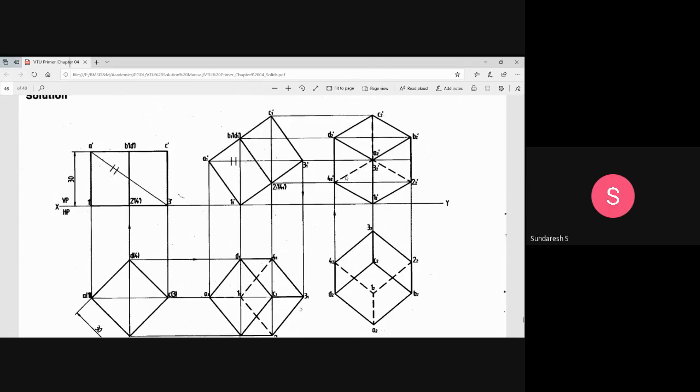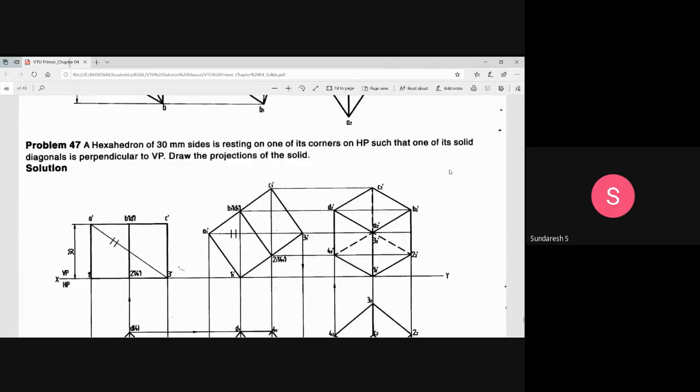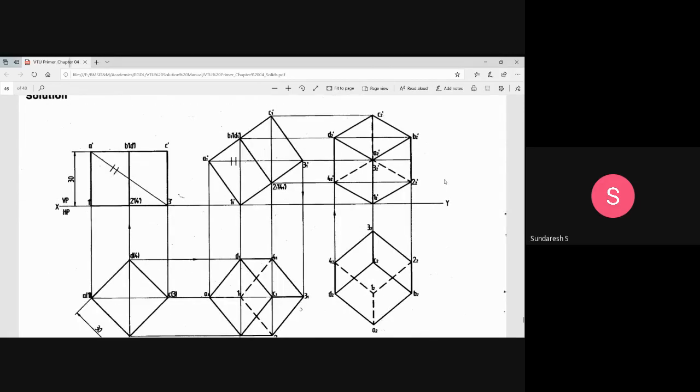The edges which are not visible in the front view have been shown in this direction as continuous dashed lines, and the remaining edges which are visible and forming an outline have been shown as continuous thick lines. So this is the completion of the projection of a hexahedron with one of its solid diagonals perpendicular to VP. This is very, very important from the examination point of view, because this problem stands as the basis for our next module, which is the isometric drawing.